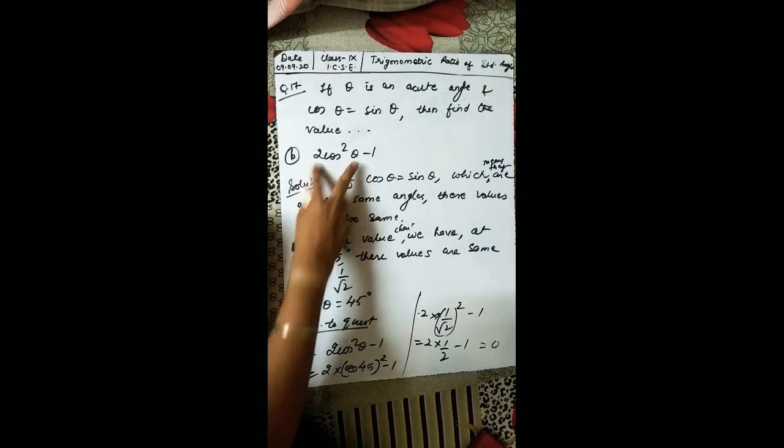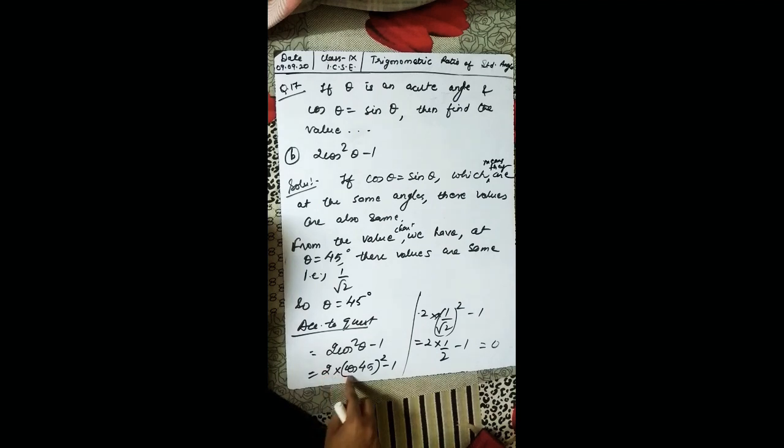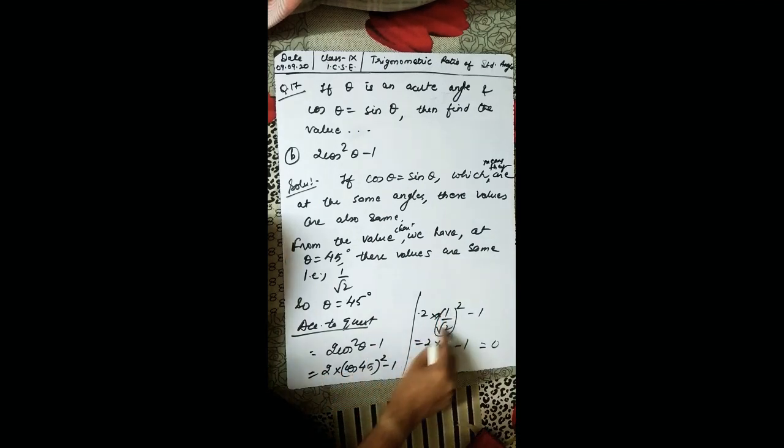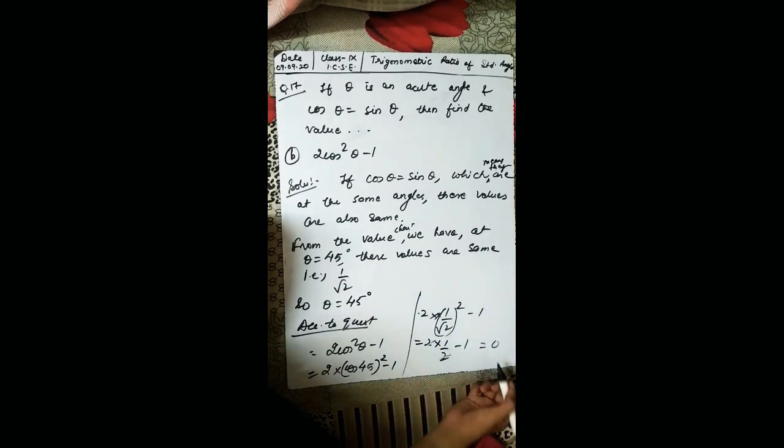So according to question, 2 cos square theta minus 1, so 2 cos square 45, cos 45 the whole square minus 1, cos 45 is 1 upon under root 2 the whole square, this will be 1 upon 2, 2 to 2 cancelled, 1 minus 1 is 0.